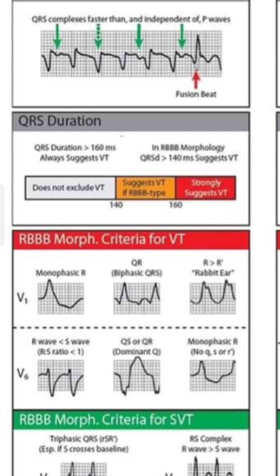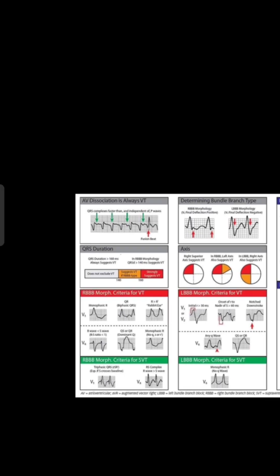Right bundle branch block morphology criteria for SVT: triphasic QRS with small r, big S, big R prime, especially if S crosses the baseline in lead V1. An RS complex where the R wave is bigger than the S wave is also a right bundle branch block morphology criterion for SVT.